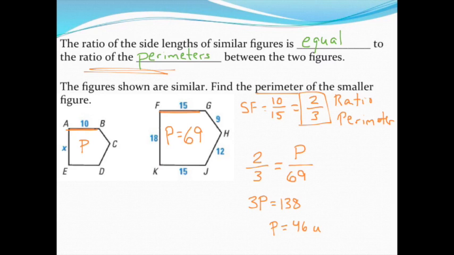And since they don't have a label, I'll go ahead and throw units on it. So once again, I set up my scale factor, and since I knew that was also the same thing as a perimeter ratio, I found the perimeter that I knew, and I could do a proportion to find the perimeter I didn't know.